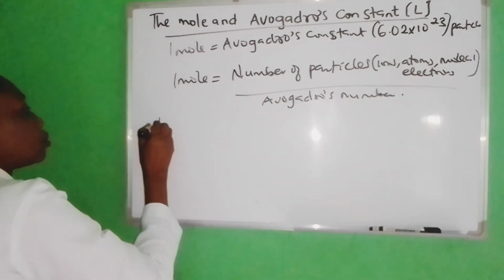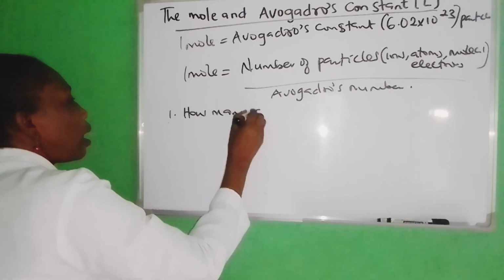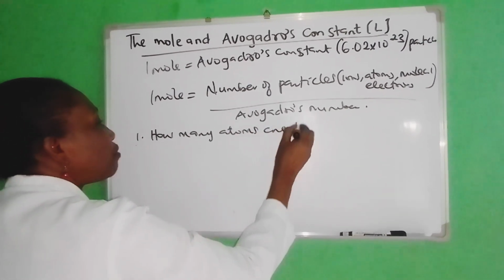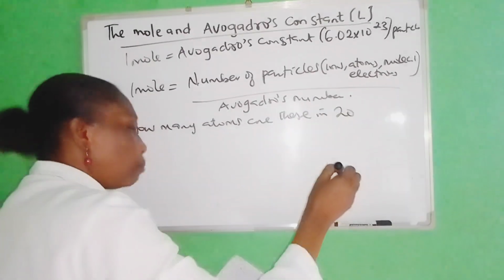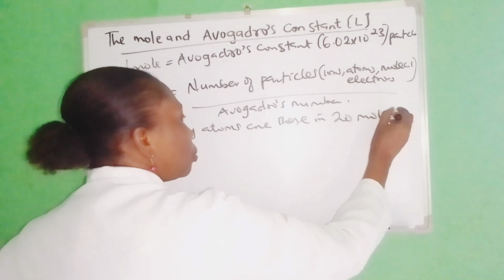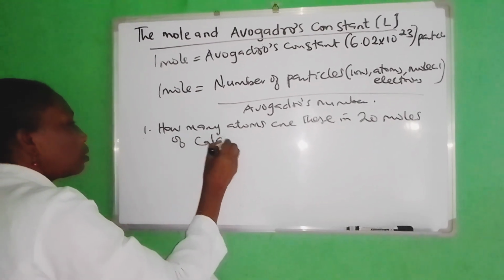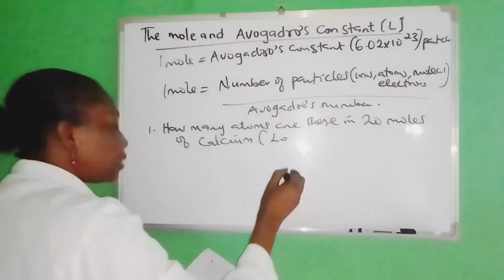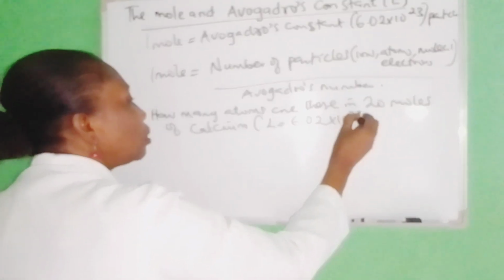So let's take a question now. How many atoms are there in 20 moles of calcium, given that Avogadro's number is equivalent to 6.02 times 10 raised to the power 23.